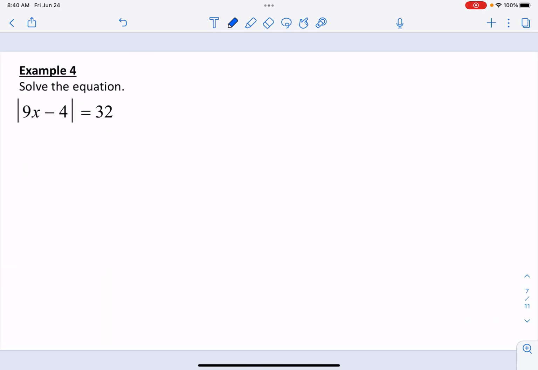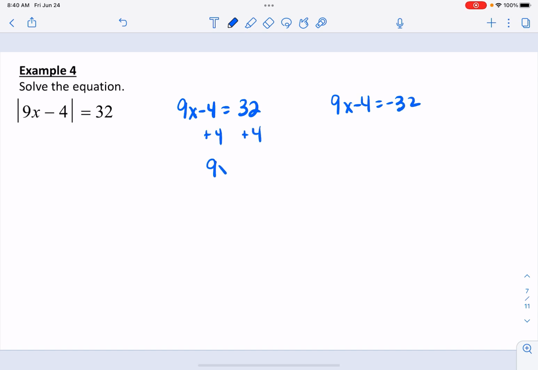Okay, solving this equation, just more complicated examples. We're going to keep increasing how complicated our examples are. So, set up two equations. 9x minus 4 equals 32, or 9x minus 4 can equal -32. I add 4 to both sides. So, 9x equals 36. I divide by 9. X can equal 4.